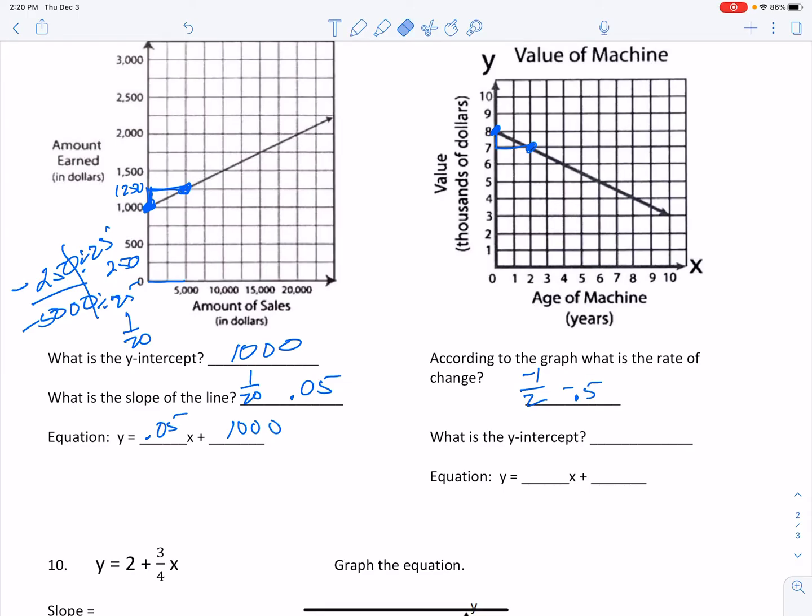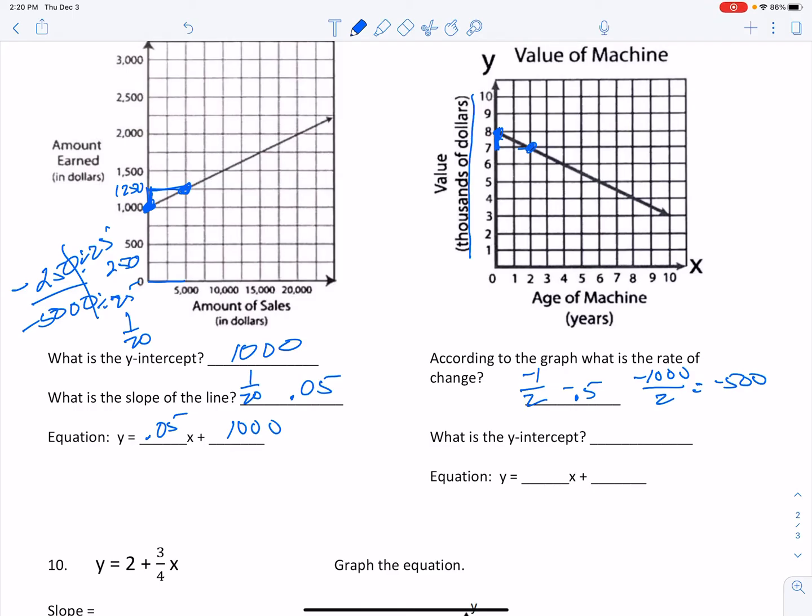But now if we really look at what this represents, our money is in terms of thousands. So that really could be, 8,000 to 7,000, which is going down 1,000. And then it runs 2 there, or 2 years' worth. So really that would simplify down to -500. So you could use either one of those in my equation.